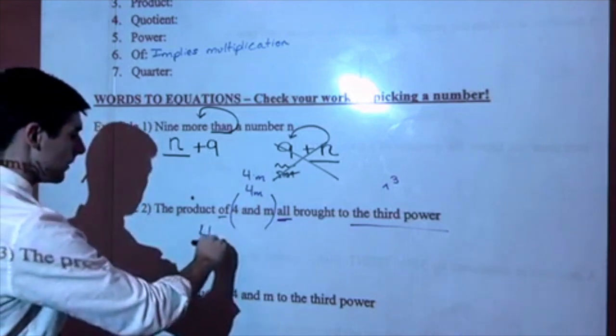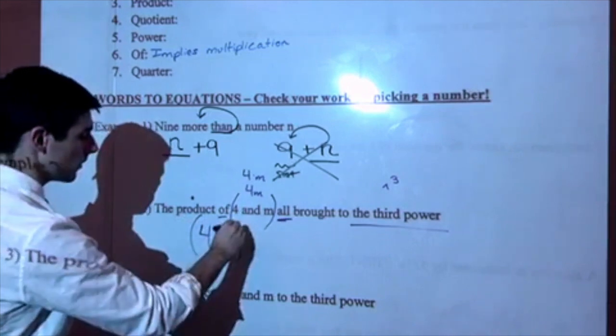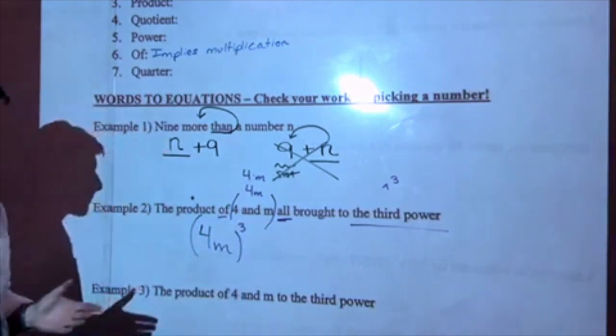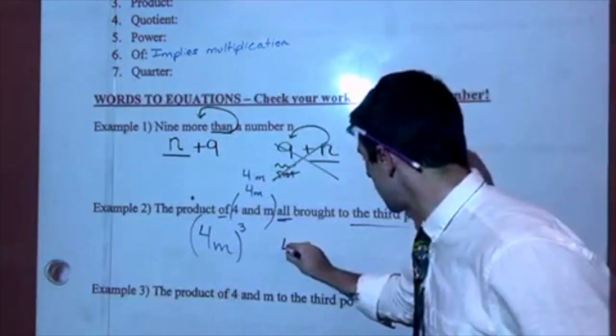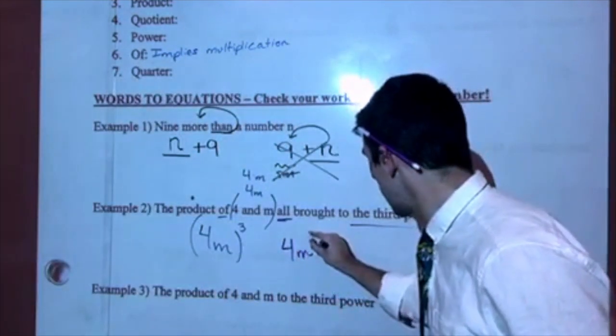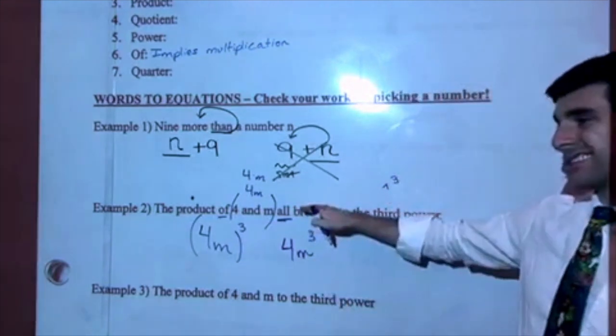So it's going to be 4m, that whole quantity, to the third power. Now what a lot of students do, and again, understandably, they do 4m and then put a 3 right here. The problem with that is it's not what this sentence is saying.